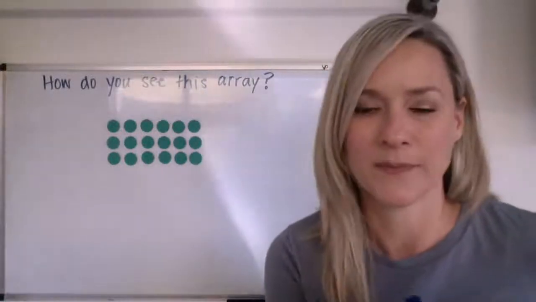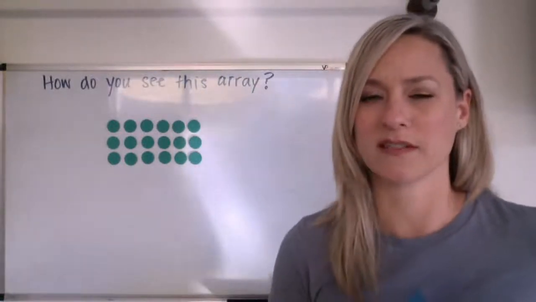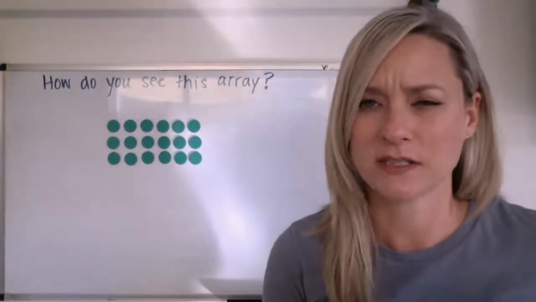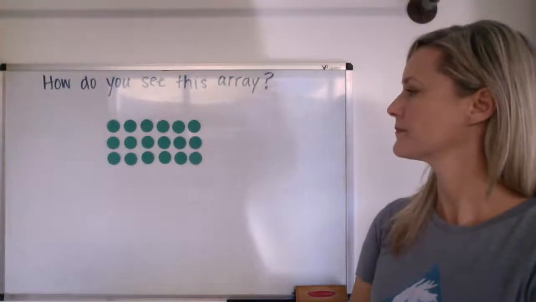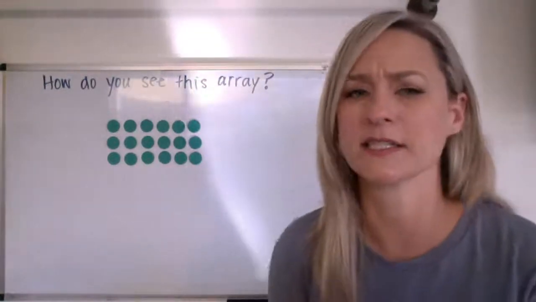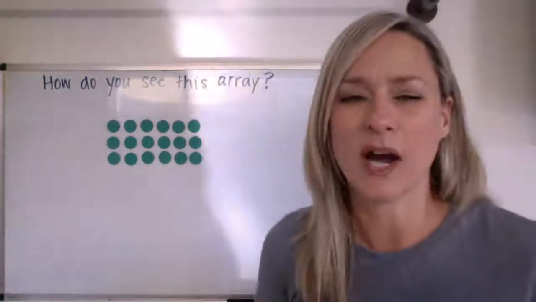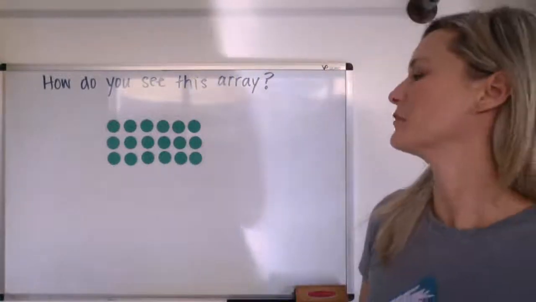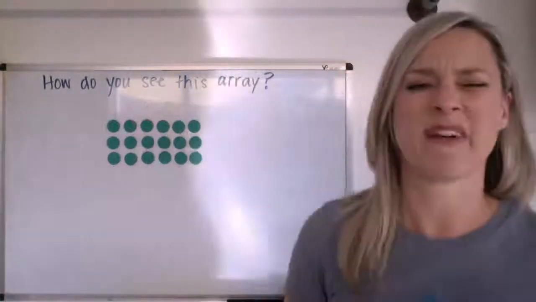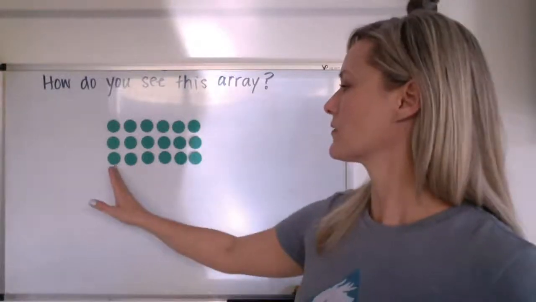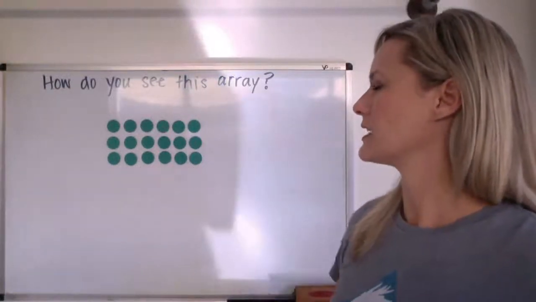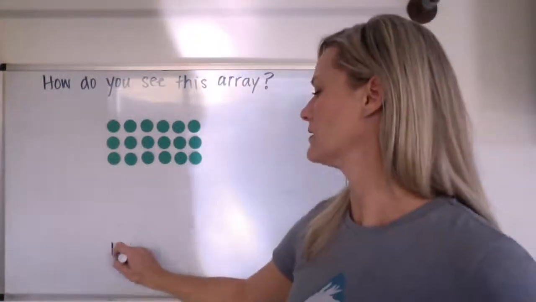Okay, now I want to see how you see this array. Hit pause, take a second. All right, take some guesses. I'm going to guess that some of you right away just tried to count it, right? So maybe you counted all of them and found out that there were 18 green circles. So 3, 6, 9, 12, 15, 18. So there were 18 green circles.